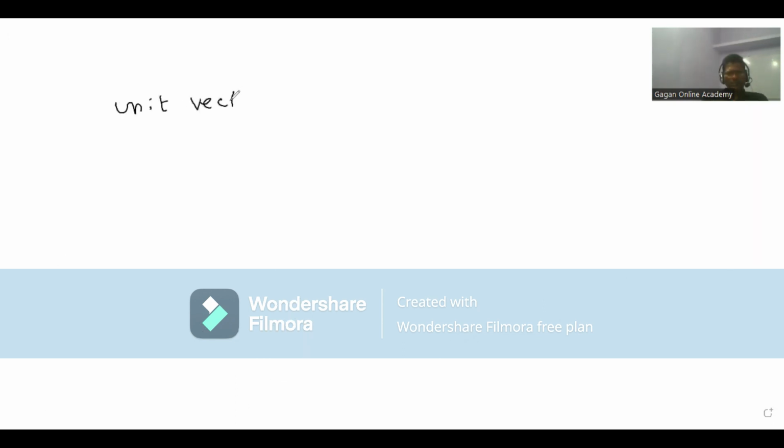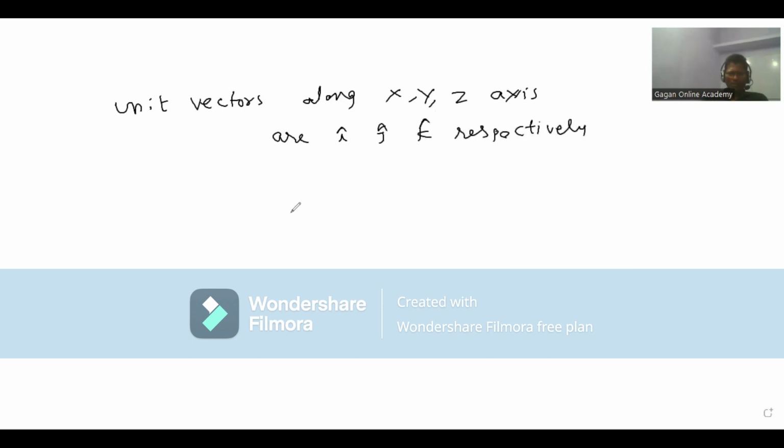Unit vectors along the x, y, z axes are i cap, j cap and k cap respectively. This you have to remember. Now I will explain that. This is the y-axis, this is the x-axis. Now the z-axis will be perpendicular to me like this. I can't draw it on the screen, so that's why it is indicated like this.